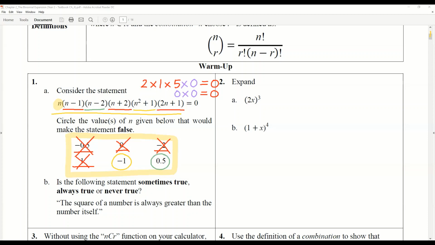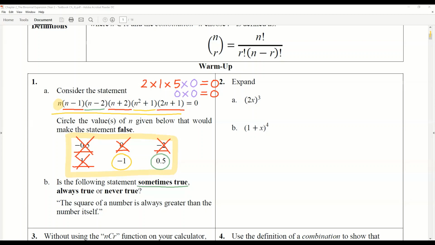In part B, we are told: is the following statement sometimes true, always true, or never true? The statement is, the square of a number is always greater than the number itself. When you have a question like this, it's always an advantage to consider the sometimes true scenario. In other words, can we think of counterexamples? We can think of plenty of examples where it is true. That's what it's driving at.